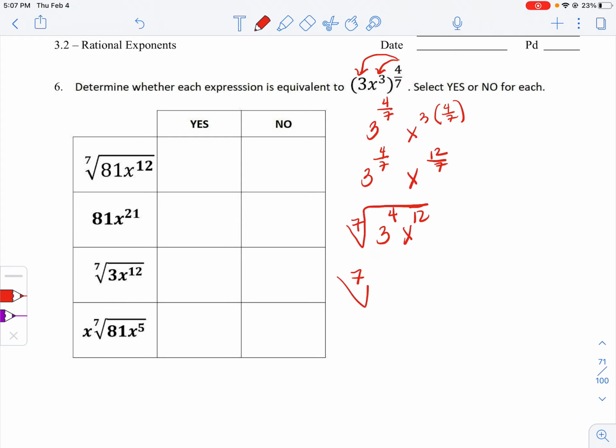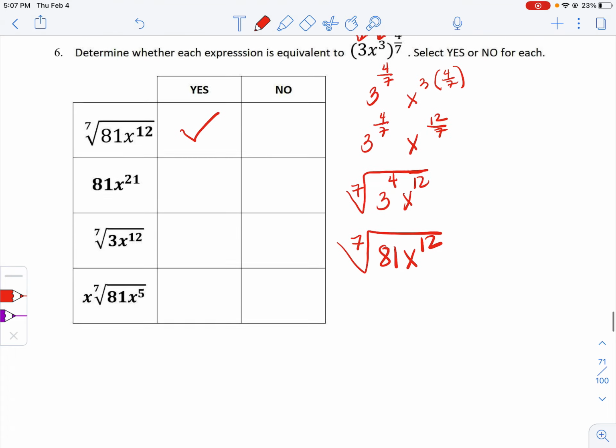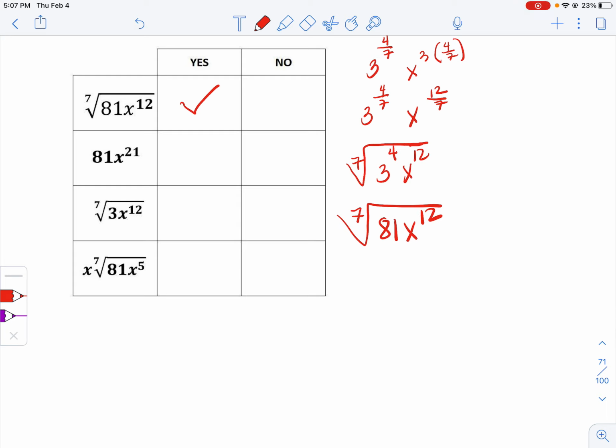So 7. What is 3 to the power of 4? That's 3 times 3 times 3 times 3. That's 81. X to the power of 12. So far, do we match? Yes, we do. We match with this one. Okay, moving on.